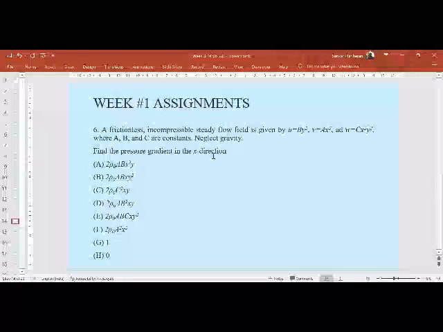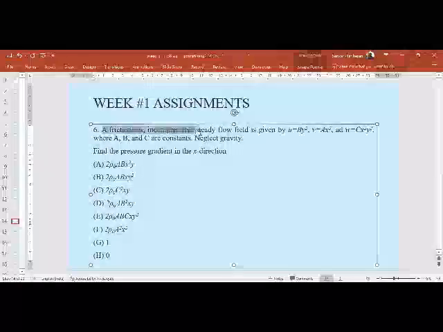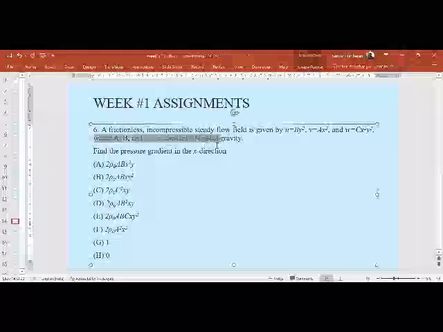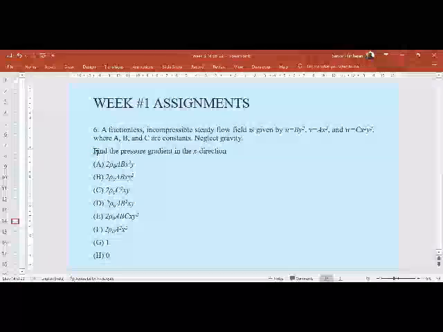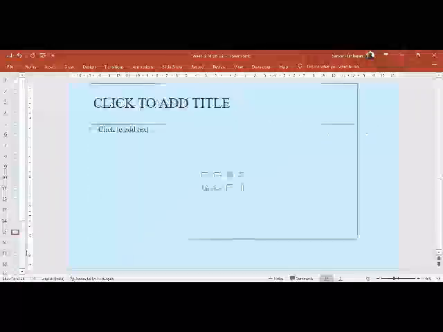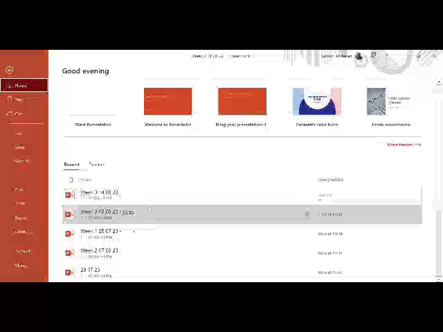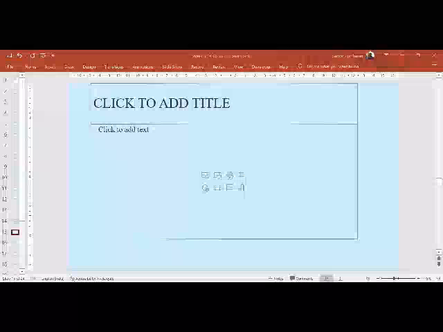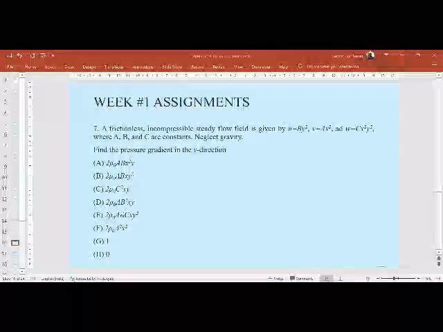Okay, we'll move on to the next question. A frictionless, incompressible, steady flow fluid is generated by this equation, where u is given by a y square, v is b x square, and w is c x square y square. A, b, and c are constants, and neglect gravity. We have to find the pressure gradient, and for that we need to make use of the momentum balance equation. We have done questions of this sort in the previous several lectures.